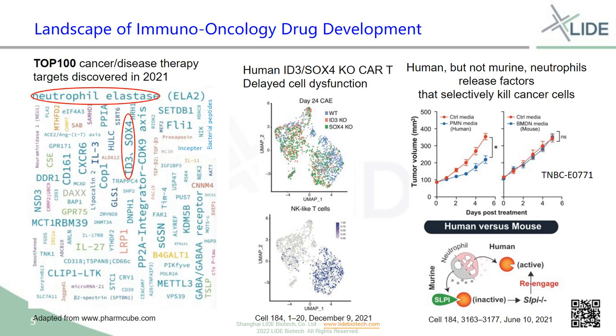So it seems helpful for us to directly use humanized mouse models for IO drug tests, as they more closely reflect the human immune system.